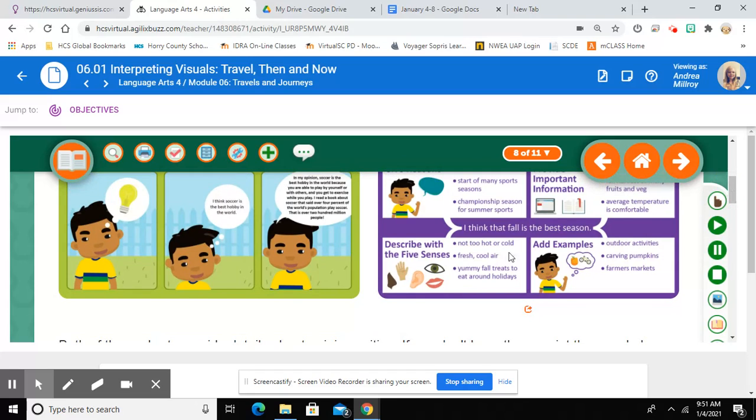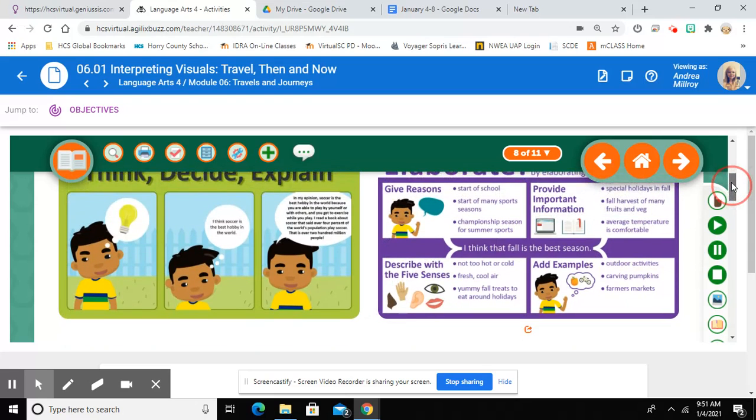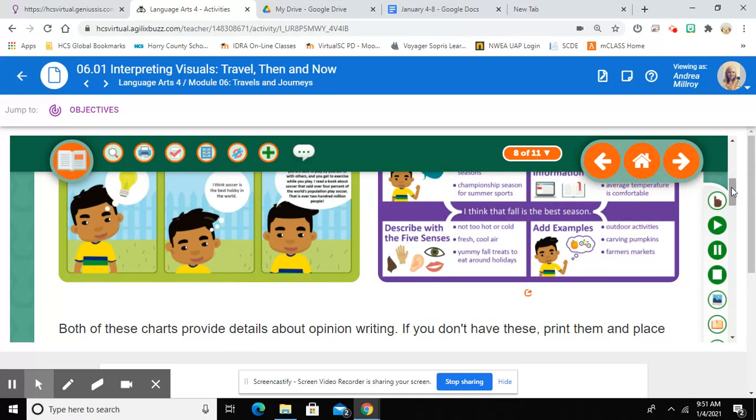I think that fall is the best season. That's your topic. Then you give reasons, you provide important information, you describe with the five senses. It's not too hot or cold, there's fresh, cool air, yummy fall treats to eat around holidays, and then you add examples like outdoor activities, carving pumpkins, farmers markets.